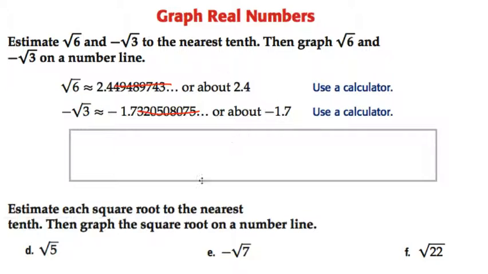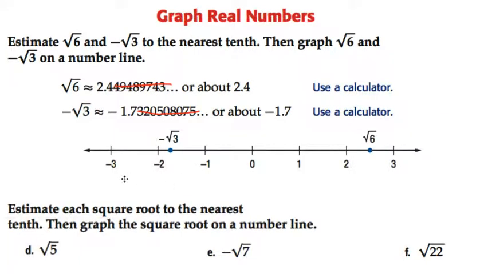Now we need to graph those on a number line. So here is what your number line would look like. You can just put your integer values on your number line and then make a dot approximately where that would be. So 2.4, almost halfway there between 2 and 3. 1.7 is closer to negative 2 than it is to negative 1, right? It's about 3/4 of the way between negative 1 and negative 2.